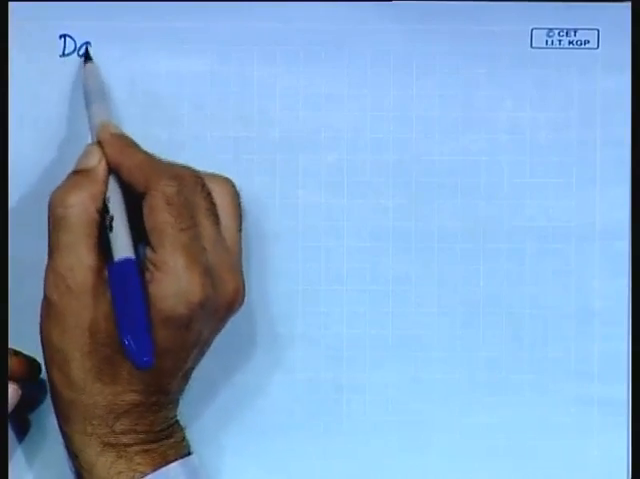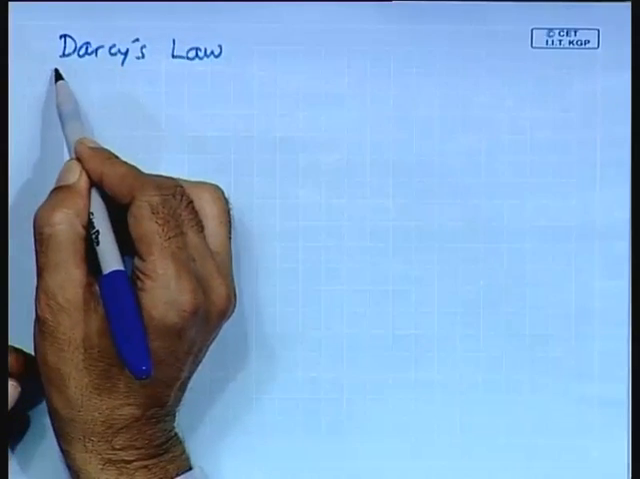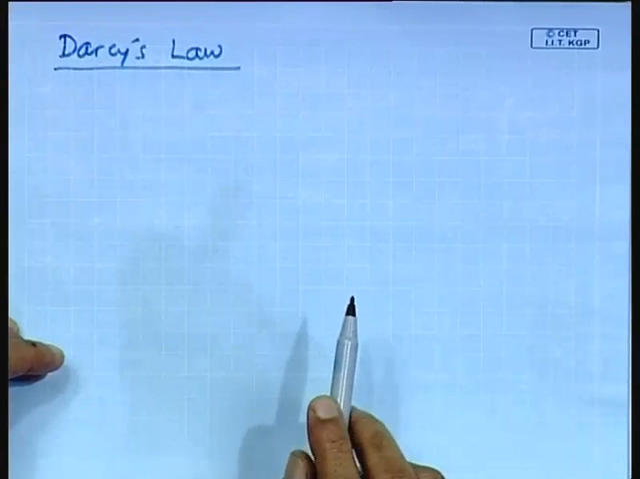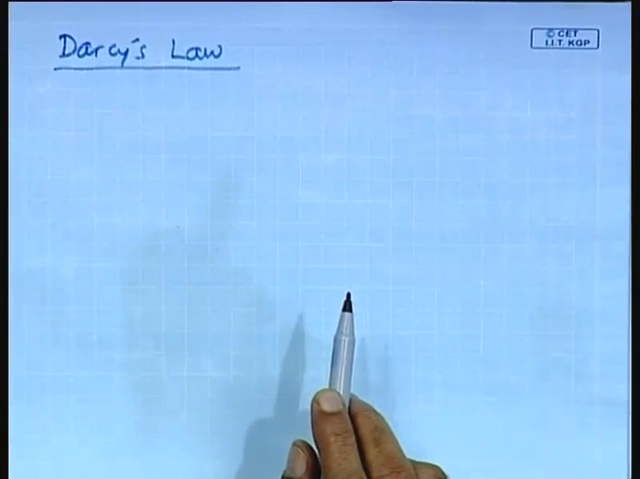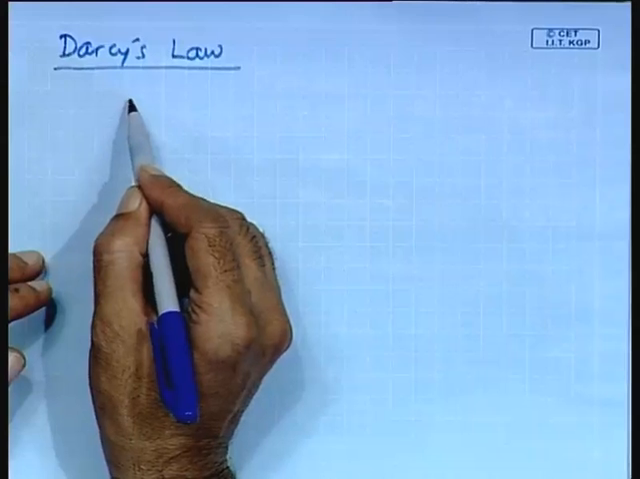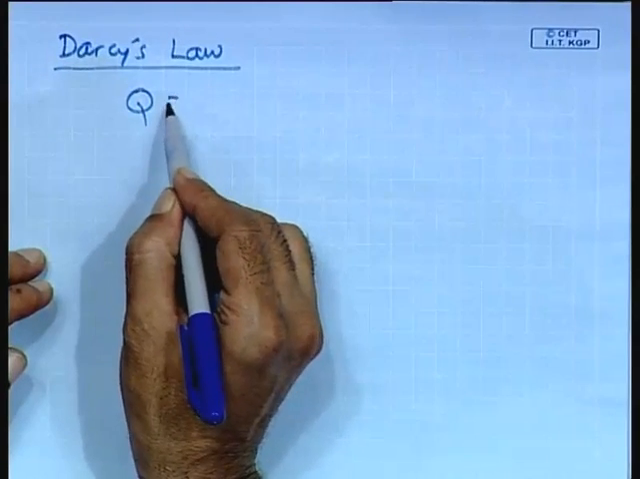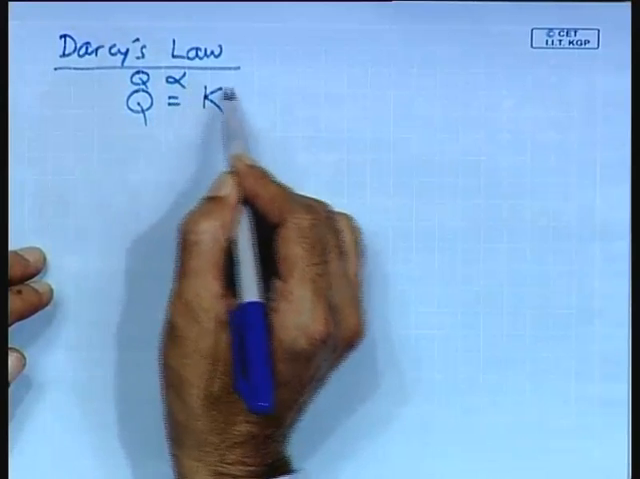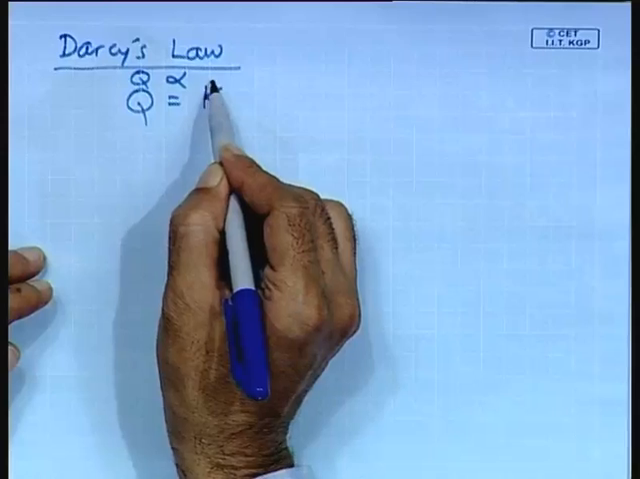Now, so far we have discussed the groundwater storage or occurrence part of it. Now let us discuss a little bit about Darcy's law, which essentially represents the basic equation or basic law governing the groundwater movement. So here, Darcy's law we can state as the discharge Q is equal to, so firstly it was stated as the discharge is proportional to I into A.